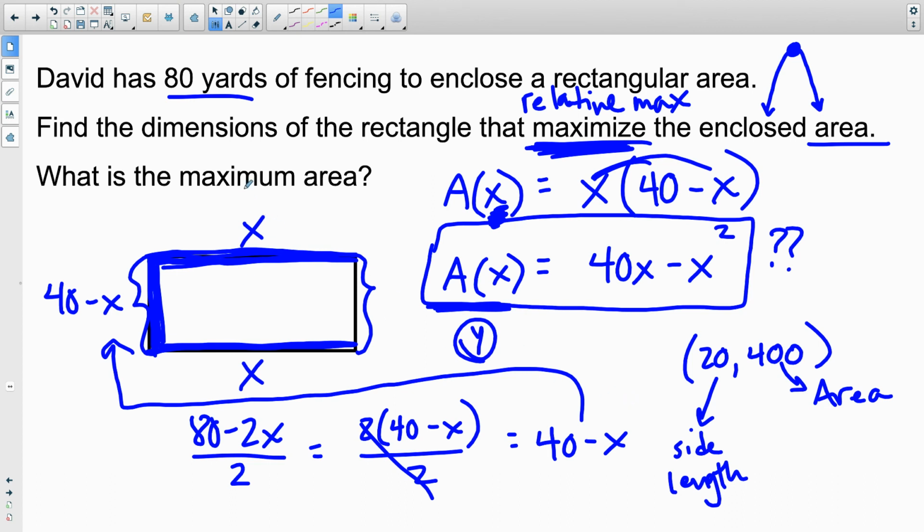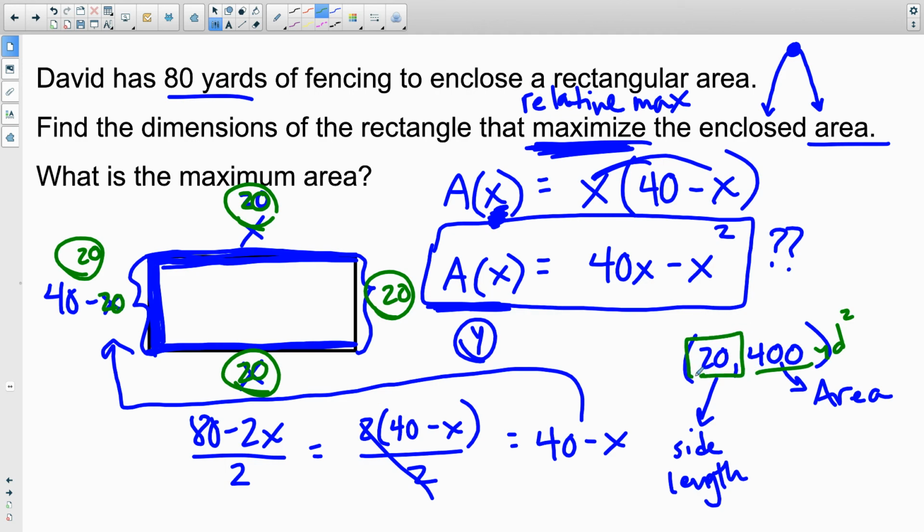And if this side length is 20, okay, let's change the colors here for a second. If this side length is 20, that means this side length is 20. And if x is 20, 40 minus 20 is also 20. So even though they said it's a rectangular area, what we've actually created is a square of side length 20. And 20 times 20 is 400. So what is the maximum area? 400 square yards with a side length of 20 yards on each side.